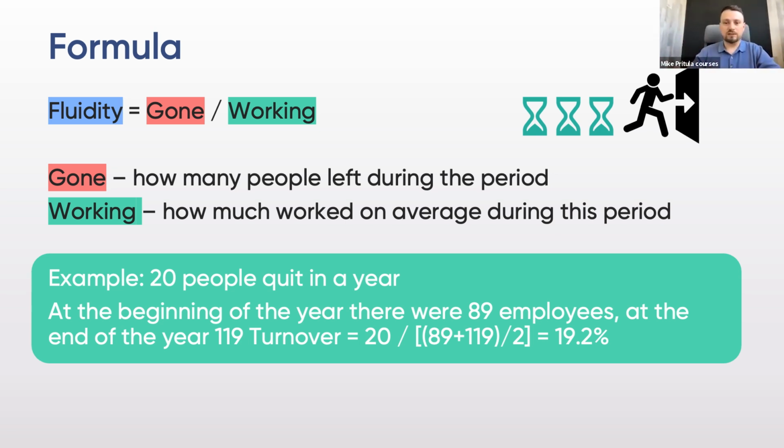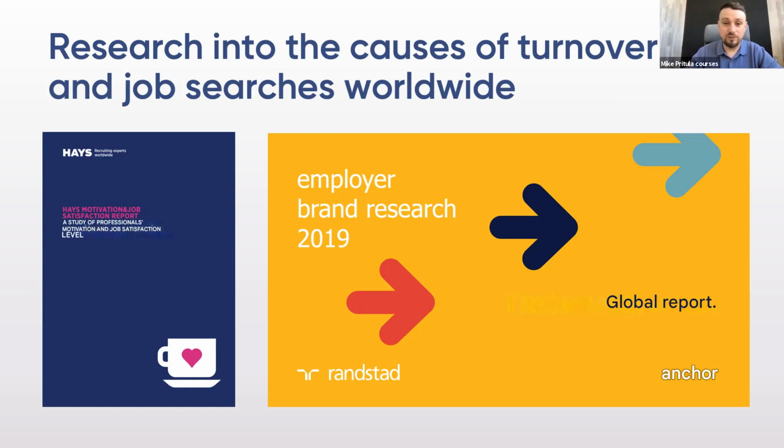The minimum is 0% if no one left. The maximum can be up to infinity and 100% in some industries. For example, the restaurant business where people leave frequently, that's what turnover is.